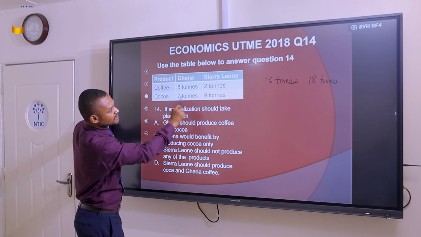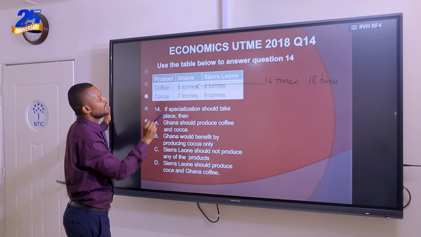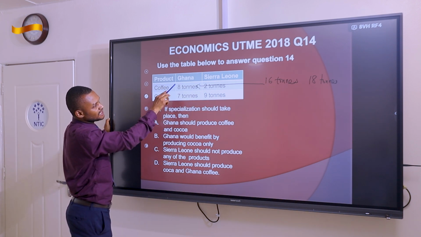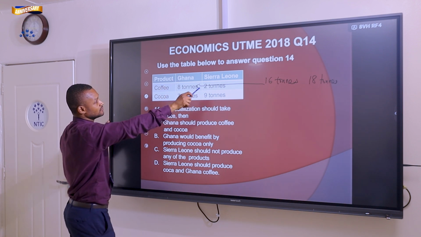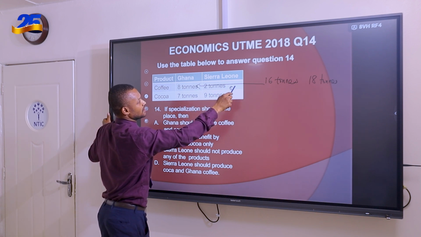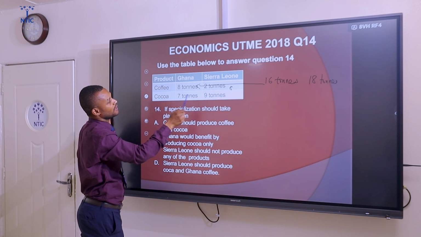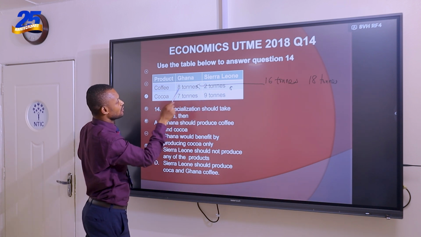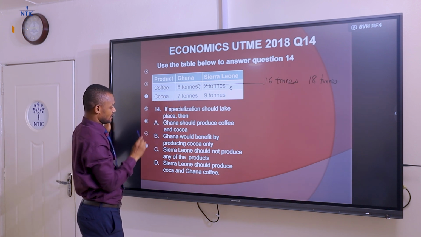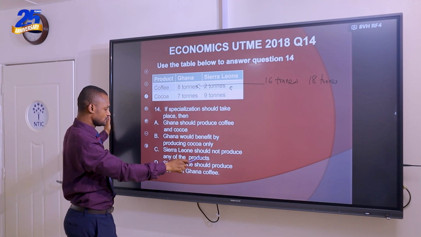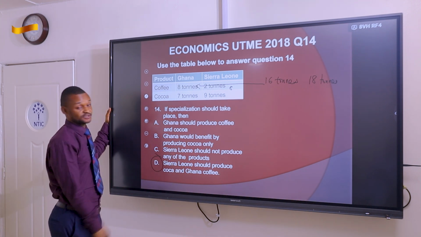If Ghana is producing 16 tons of coffee just as we have here, it means it can easily export another 8 tons of coffee to Sierra Leone, which is better than its 2 tons. And if Sierra Leone is producing 9 tons of cocoa, it can easily export the other 9 tons of cocoa to Ghana. So the answer: Sierra Leone should produce cocoa and Ghana coffee. So the answer to this question is D.